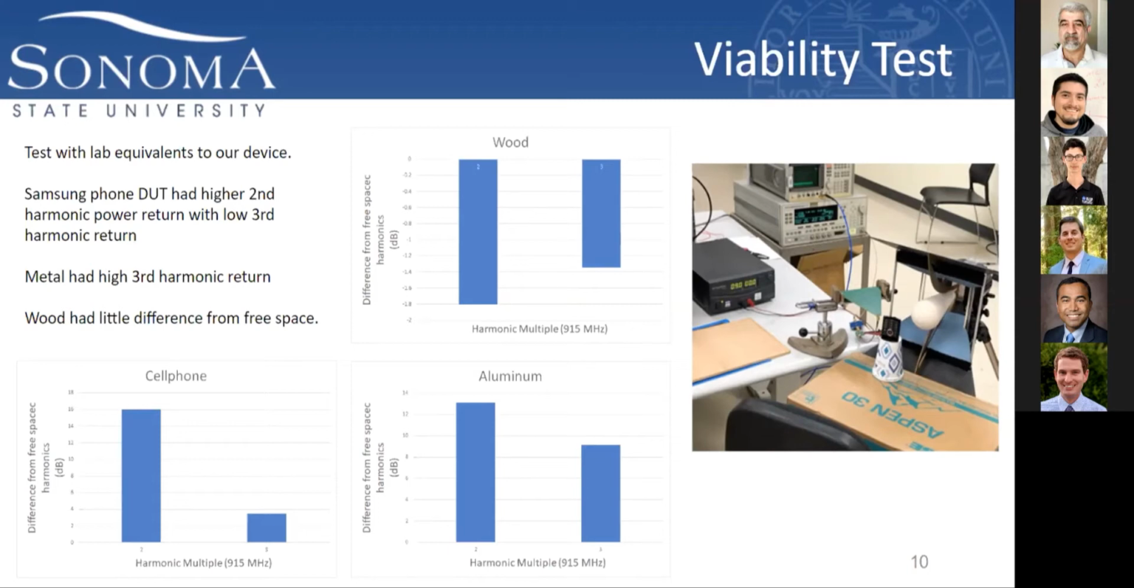This test showed us that the results were consistent with our expectations and that the cell phone produced a harmonic response that was differentiable from the other materials. As the theory suggests, the second harmonic of the cell phone is greater than the third, and it is to note that the aluminum sheet produced a similar result.